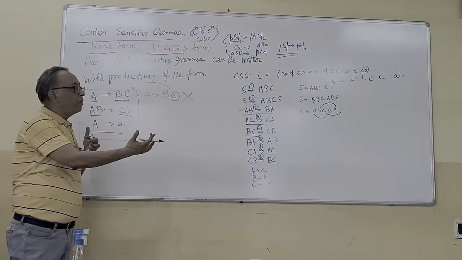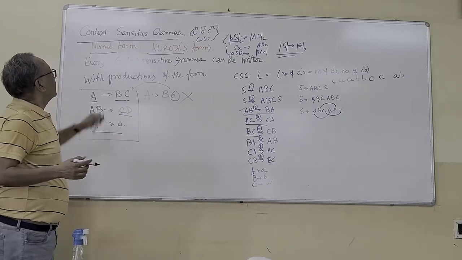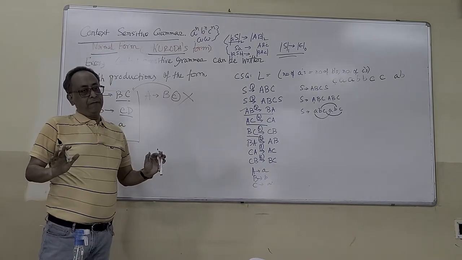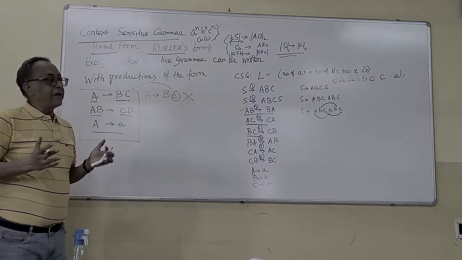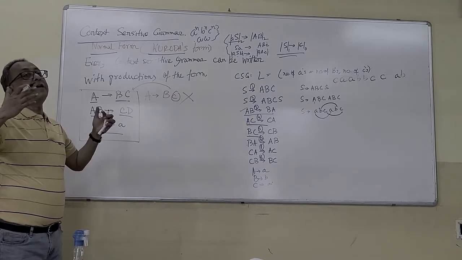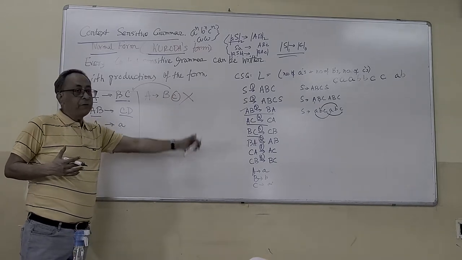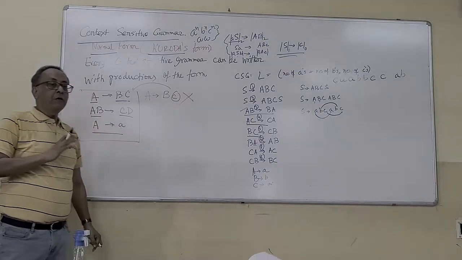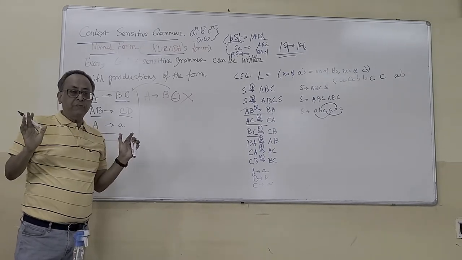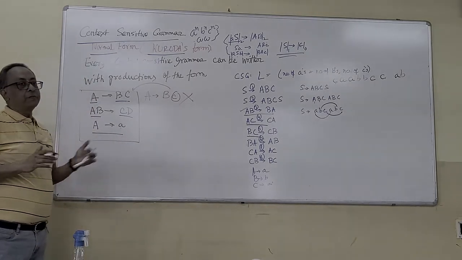Symbols, you have to come to a halt, because the compiler cannot write infinite. That is the reason context sensitive grammar is not meant for programming. It is only for our understanding, like our type zero grammar, for deciding whether an algorithm is there or not. So definitely an algorithm is there, but we cannot do programming. Programming is always done by deterministic context free grammar, not nondeterministic context free grammar. So that is the reason we always know how to make the choice.